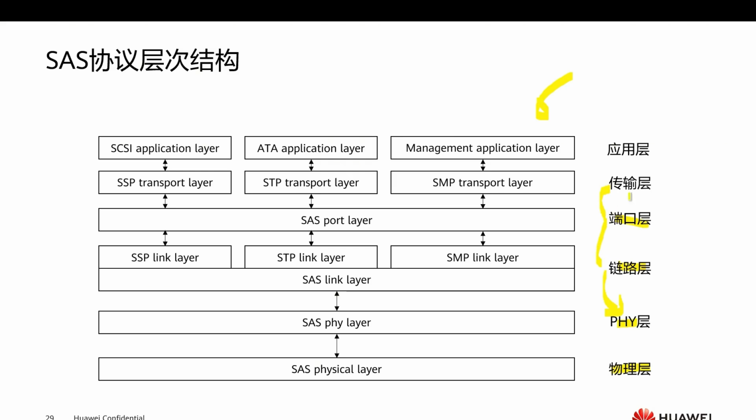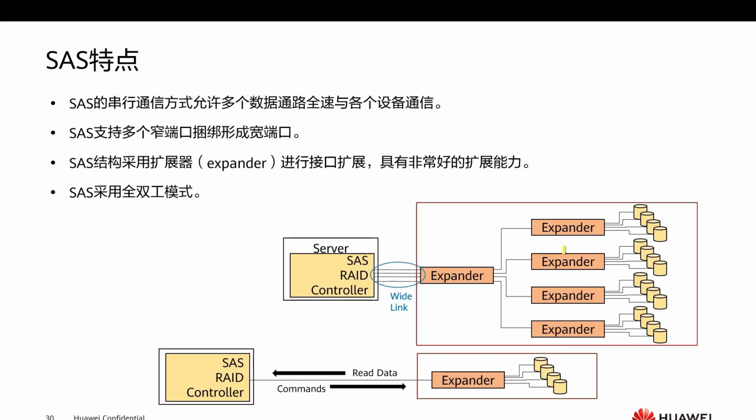The transport layer defines how to encapsulate all transmitted commands, statuses, and data in SAS frames, and how to decompose these SAS frames. The application layer describes how to use SAS under different types of applications. Compared to parallel SCSI, the most important improvement of SAS is that SAS uses a serial communication method. It allows multiple data paths to communicate with each device at full speed. Therefore, it can provide higher throughput and make higher performance in the future possible. In addition, 4 narrow ports can be bound into a wide port. Similarly, this can also increase throughput.